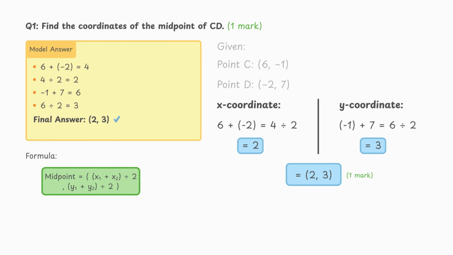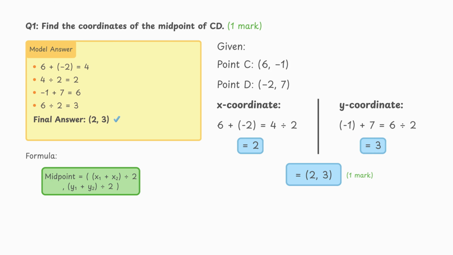Now let's check that this makes sense. The two x values were 6 and -2. The midpoint x value is 2, which sits halfway between 6 and -2. The two y values were -1 and 7. The midpoint y value is 3, which sits halfway between -1 and 7. So our answer is reasonable.